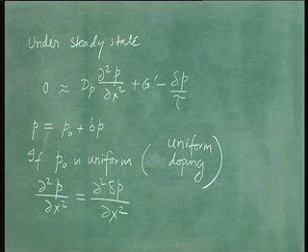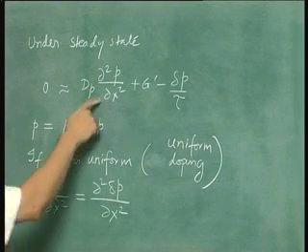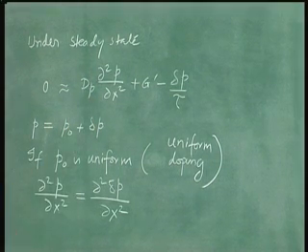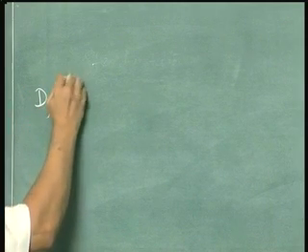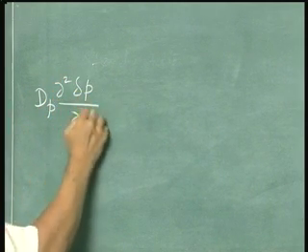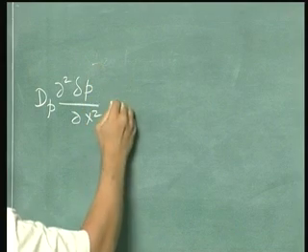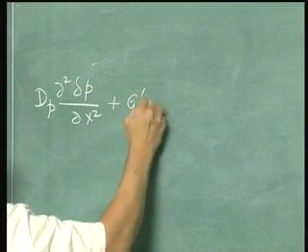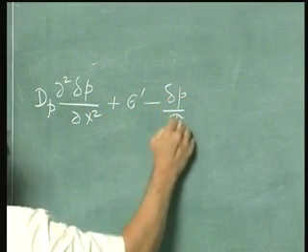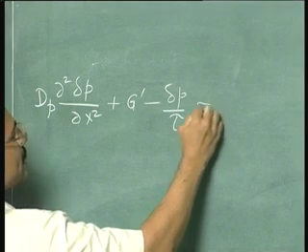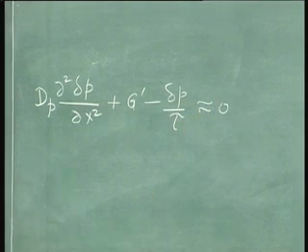Okay, and therefore this equation can be rewritten as Dp ∂²Δp/∂x² plus g' minus Δp/τ is approximately equal to 0.